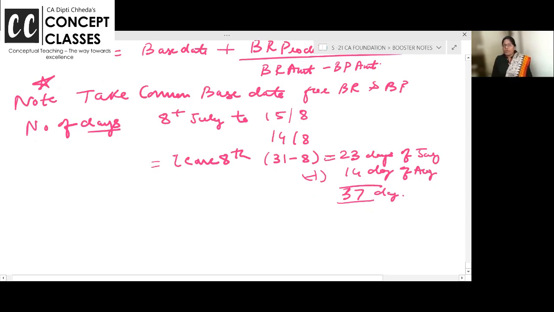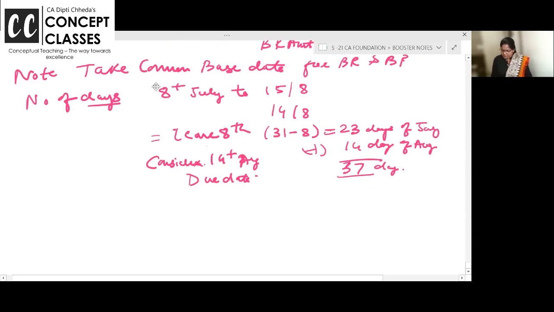So this is what you have to do. So due date you have to take. Leave 8 और यहाँ पे एक ऐड करो leave 8. Consider 14th August. Consider the due date. Is this clear point? So this is for the average due date.